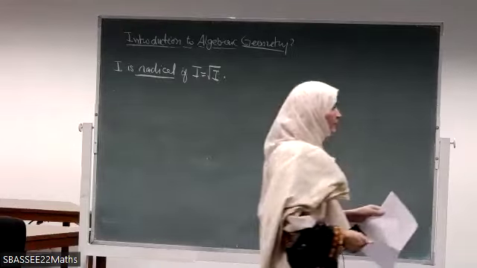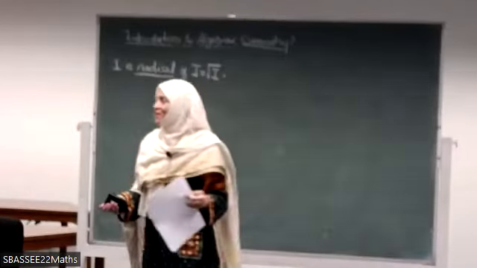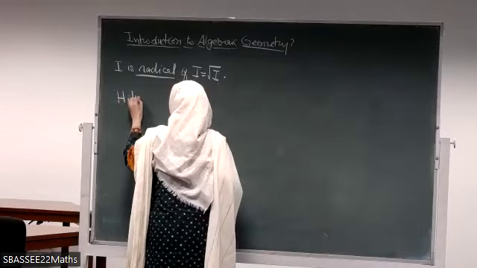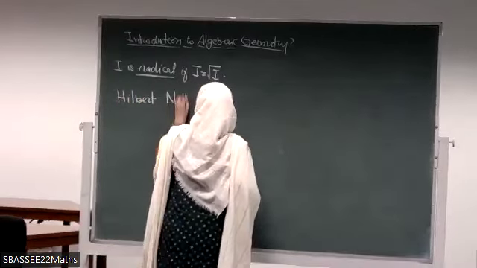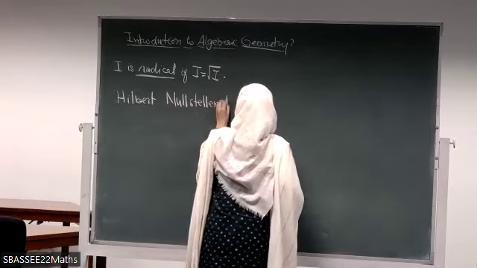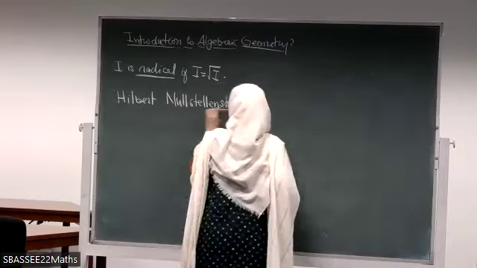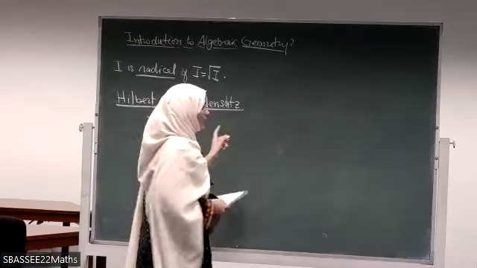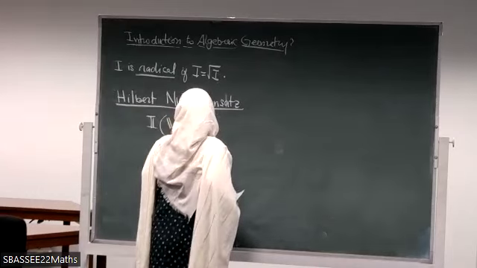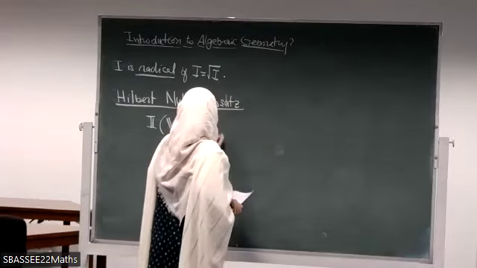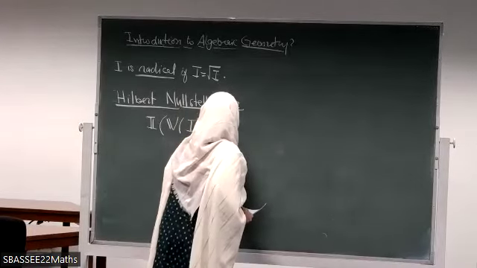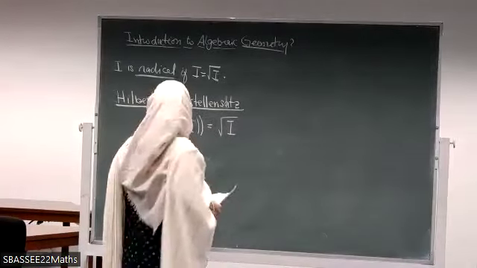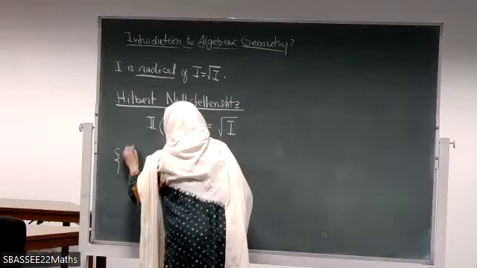And now we have the following theorem, which is actually the fundamental theorem of algebraic geometry, the Hilbert Nullstellensatz. It says that the ideal of the variety of an ideal I is the same as not this ideal, but the radical of I. So this means that now you have this map.